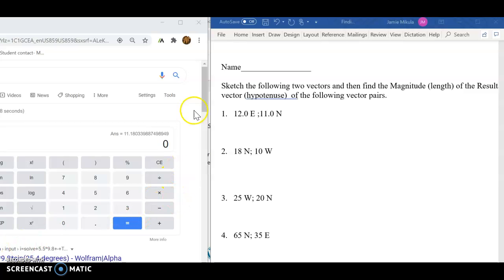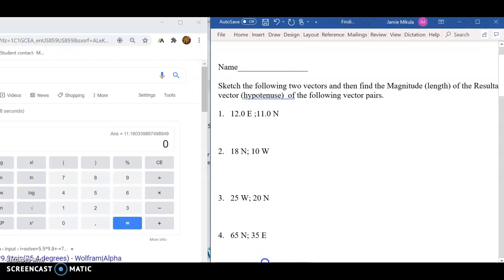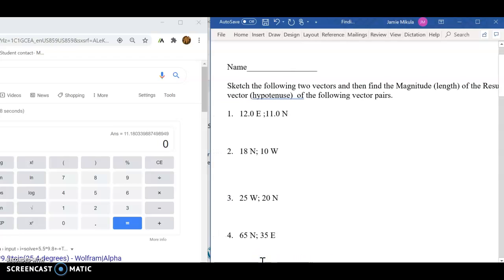All right, so Coach Pfaff put up this assignment to do the following: take two vectors, add the two vectors, and find the magnitude of the resultant vector. So that's going to be the hypotenuse of your right triangle. I have a calculator pulled up here to the left and the assignment to the right. So I'm just going to work these out for you.